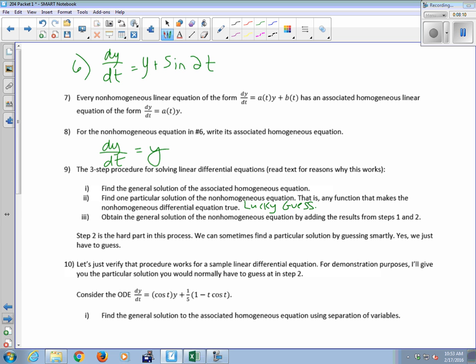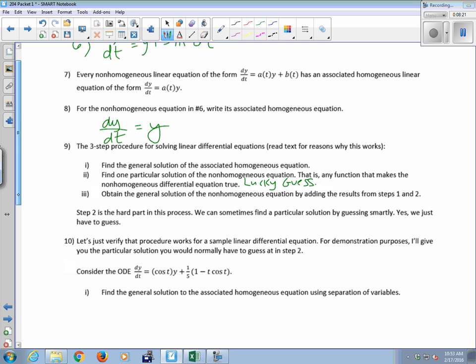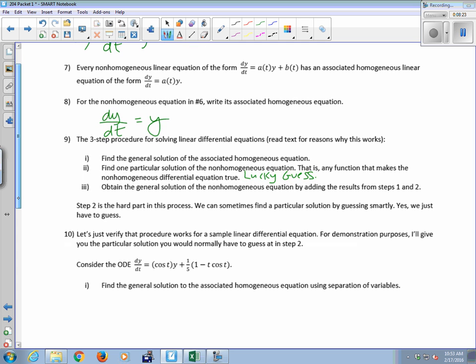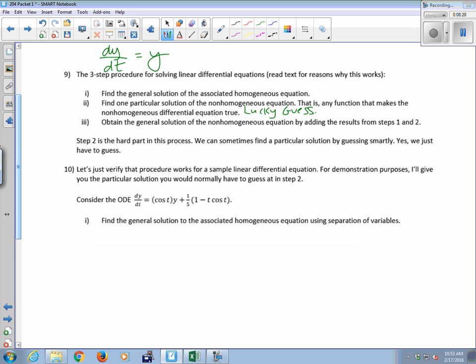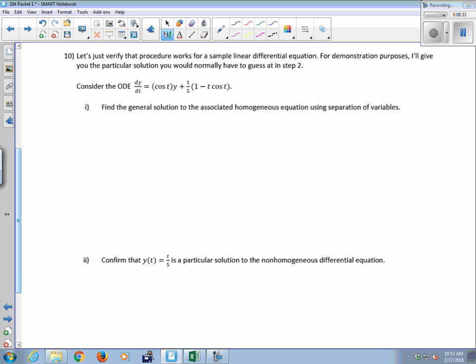Step 2 is the hard part in this process. We can sometimes find a particular solution by guessing smartly, but we do just have to guess. Will you guess smartly? We'll go over a couple so you'll see. Educated guesses, yeah. All right, so we're going to verify that the procedure works for a sample linear differential equation. For demonstration purposes, I'm going to give you the guess part on this one. I'm going to tell you a function that works, and then afterwards we'll talk about how you would have guessed it.